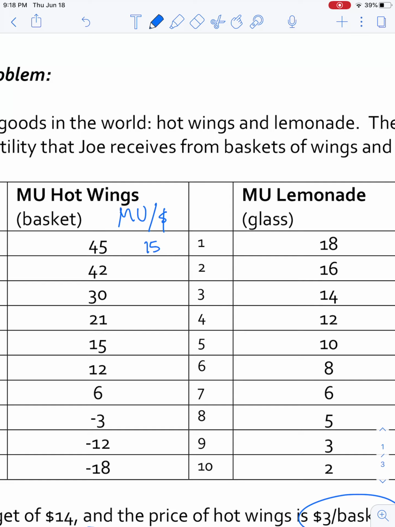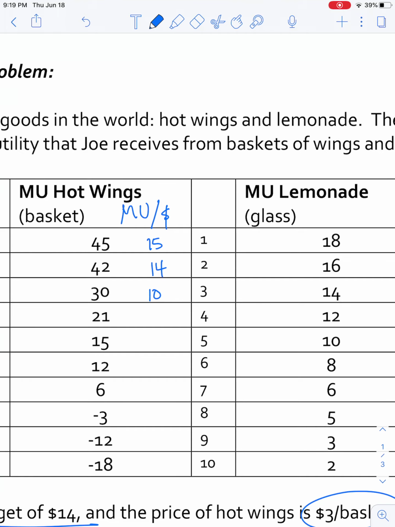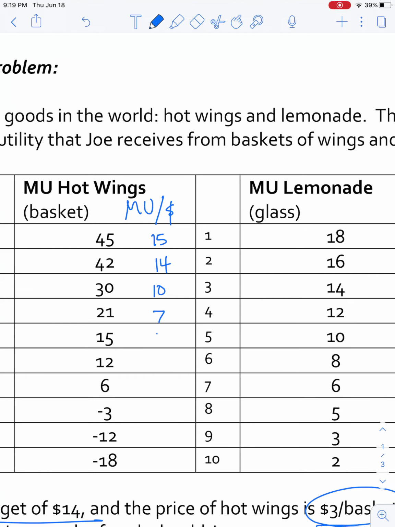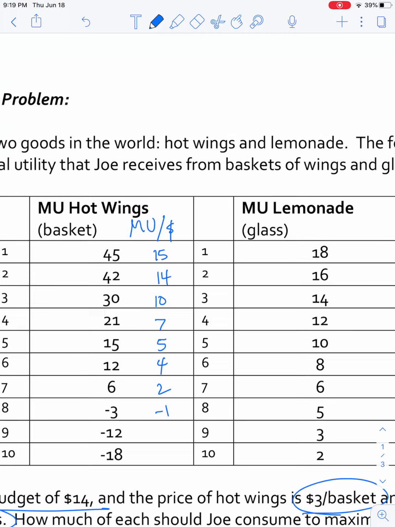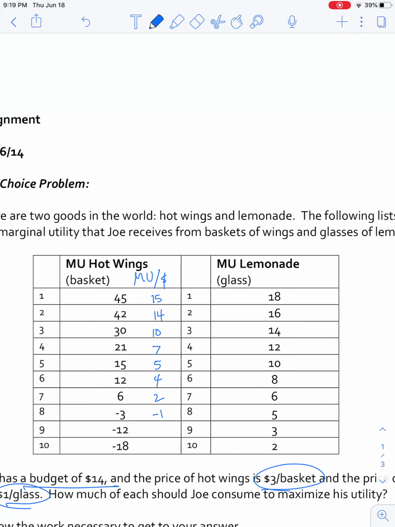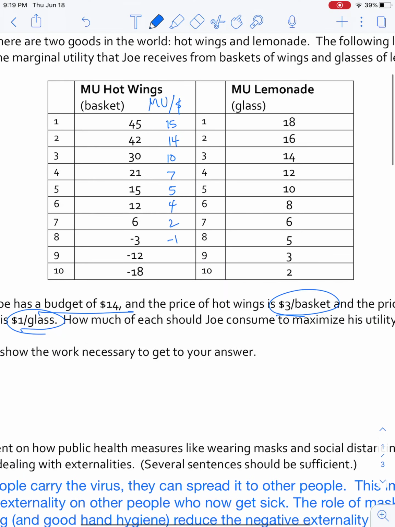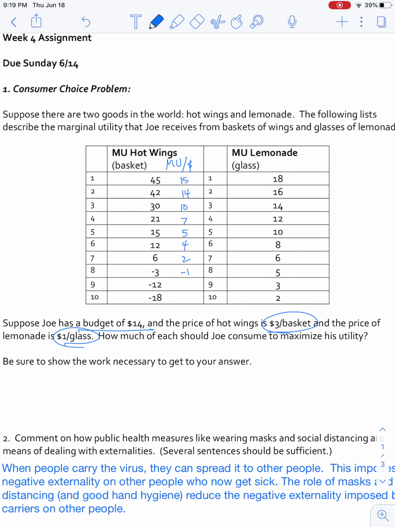If the second basket gives you 42 and you divide by 3, then what's the bang for your buck? What's the marginal utility per dollar? I believe that will be 14. The third basket gives you 30 utils or units of satisfaction or utility. So divide by the price of 3, that gives you 10. Right? 21 divided by 3, 7, 5, 4, 2, and then it goes negative, right? Minus 1. And it keeps going. We're not going to buy the units that give us negative marginal utility, so it doesn't matter so much.